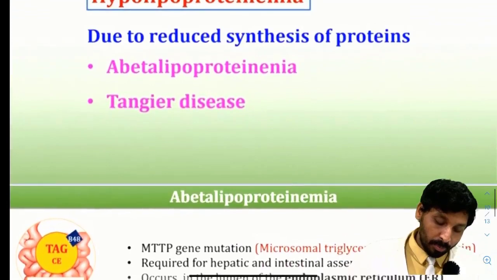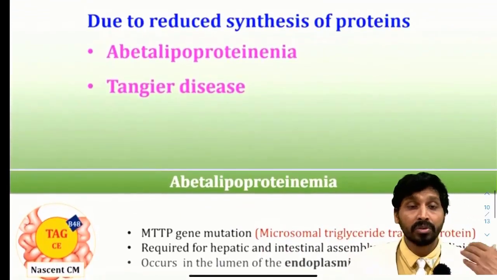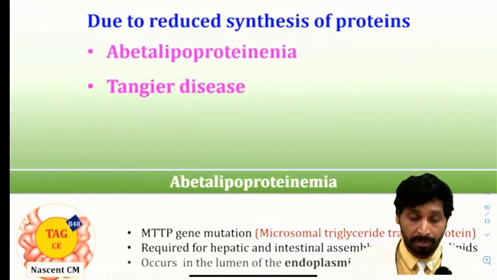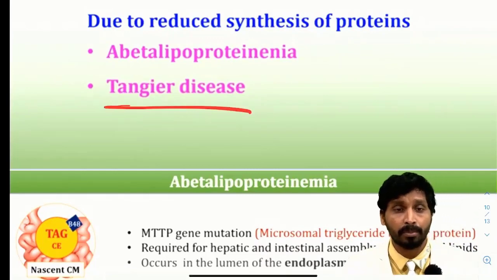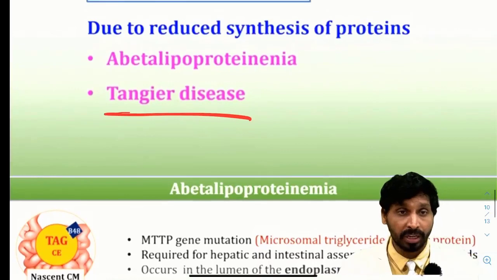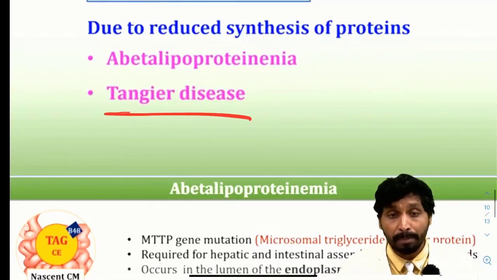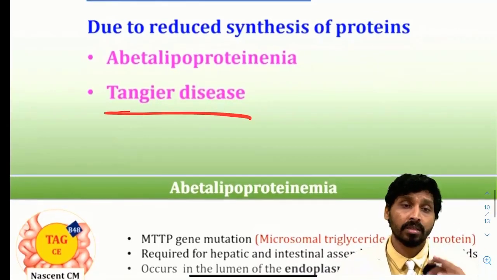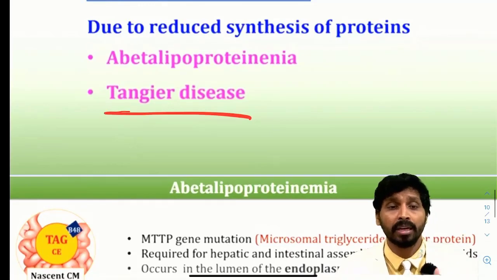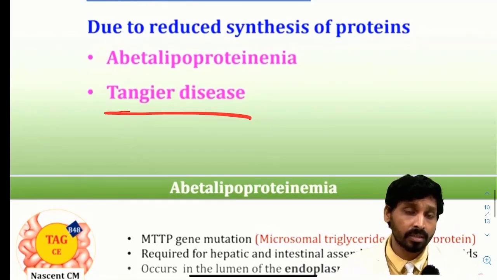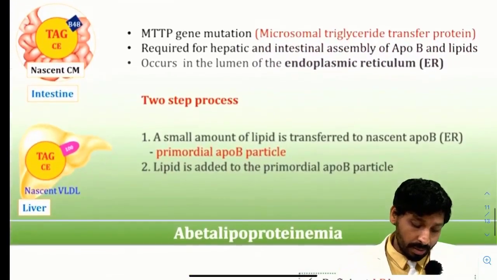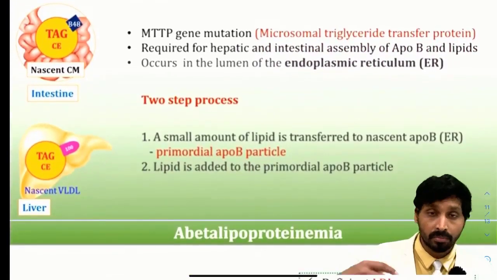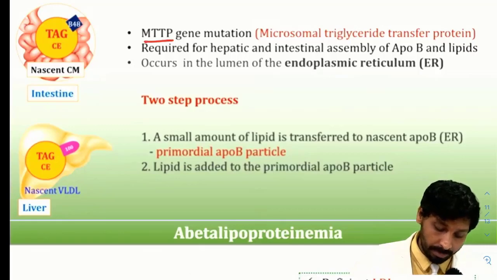So hypolipoproteinemia, due to reduced synthesis of proteins, like abetalipoproteinemia and Tangier disease. These are two prominent disorders related to hypolipoproteinemia. So far we have learned about hyper; now in hypolipoproteinemias, two things are there, abetalipoproteinemia and Tangier disease. ApoE deficiency we have already discussed. Abetalipoproteinemia is because of a gene deficiency, that is MTTP gene mutation.